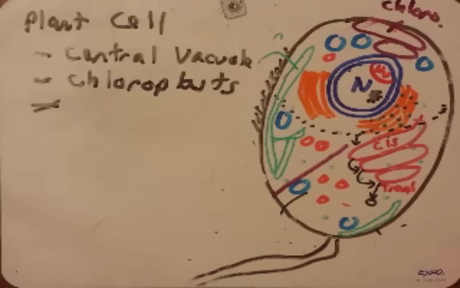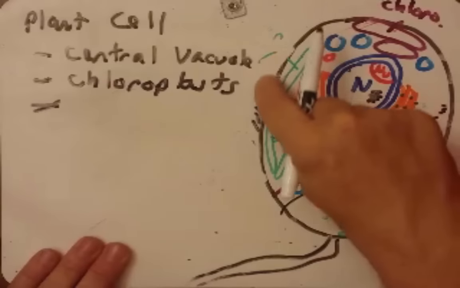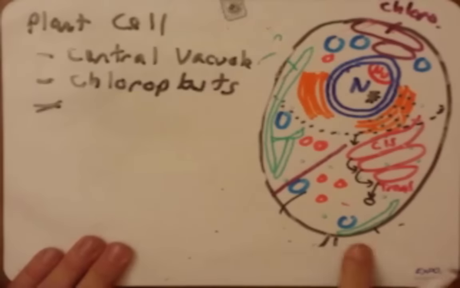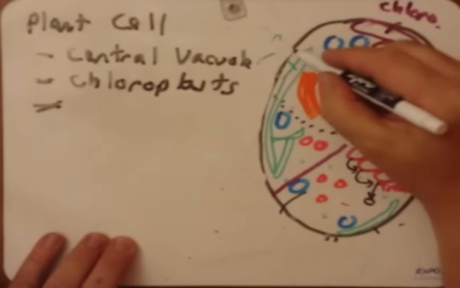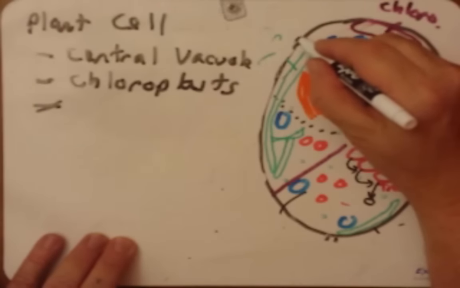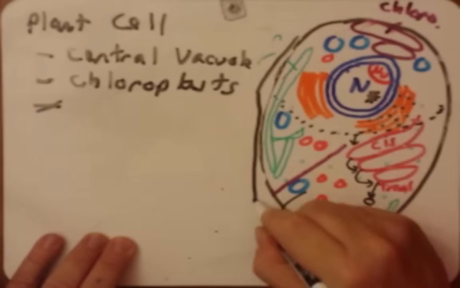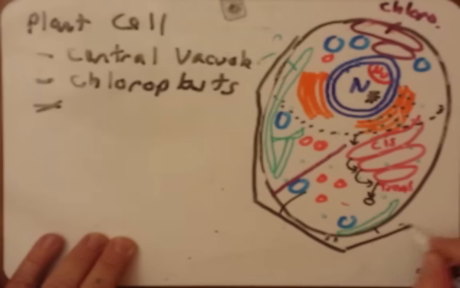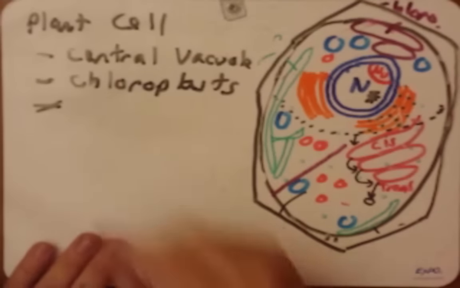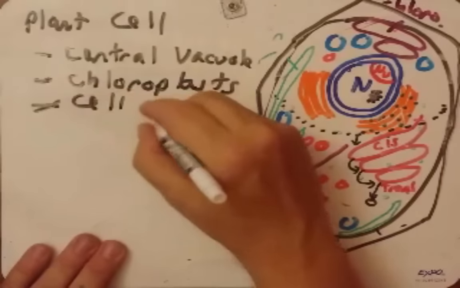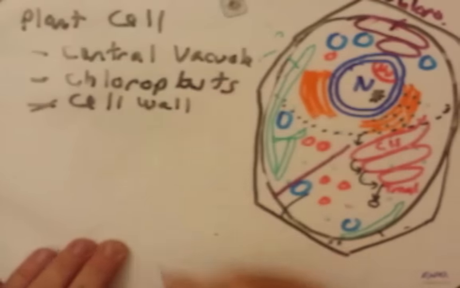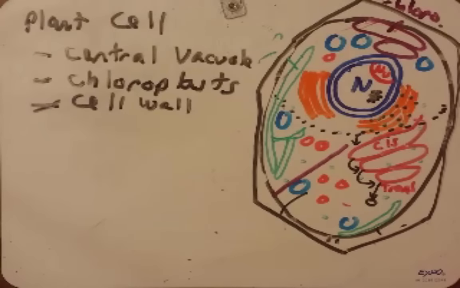But what I didn't draw, and I'm going to have to erase these cilia as well and this flagellum, so we can make this a plant cell. Plant cells also, on the outside of the plasma membrane, are enclosed by a cell wall, a very thick material that helps protect the plant.